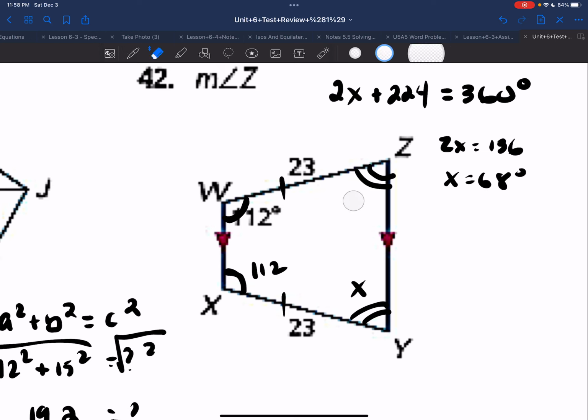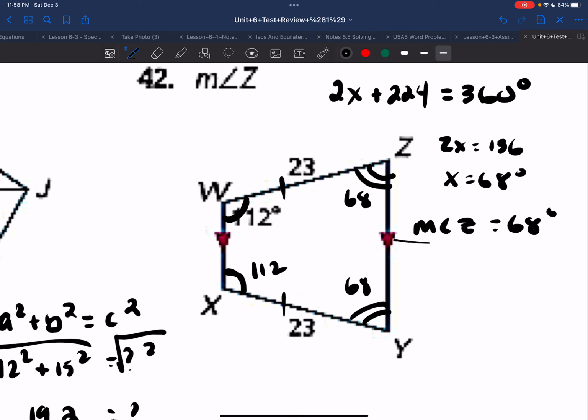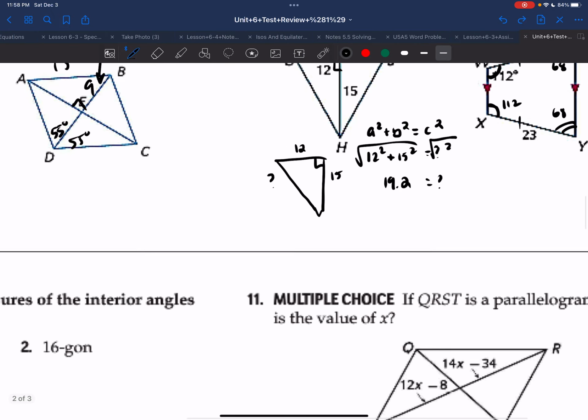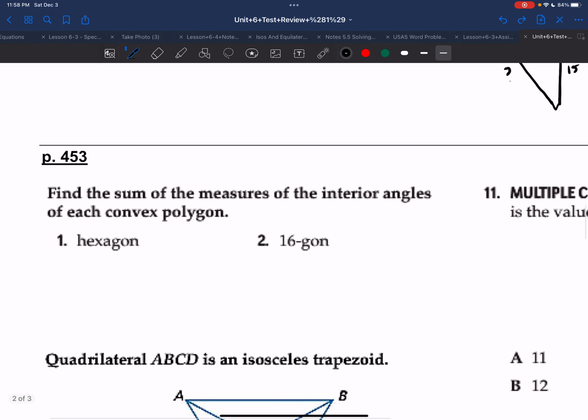So I can go ahead and replace this x with 68 and this x with 68, and I can go ahead and verify with my calculator. Well, 112 plus 112, that's 224, and then plus 68 plus 68, that's going to be 360. Okay, so that is going to check out. So what does this mean? Well, measure angle Z is going to be 68 degrees. Okay, and that's all we're trying to figure out. And this is also 68 degrees as well.